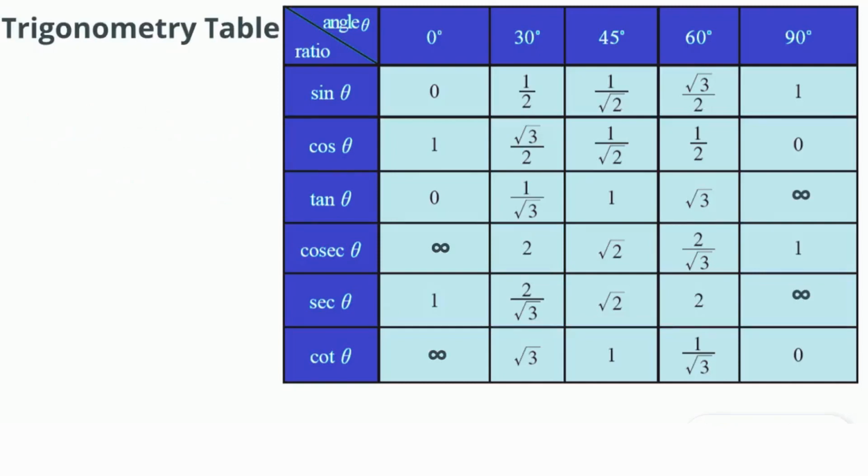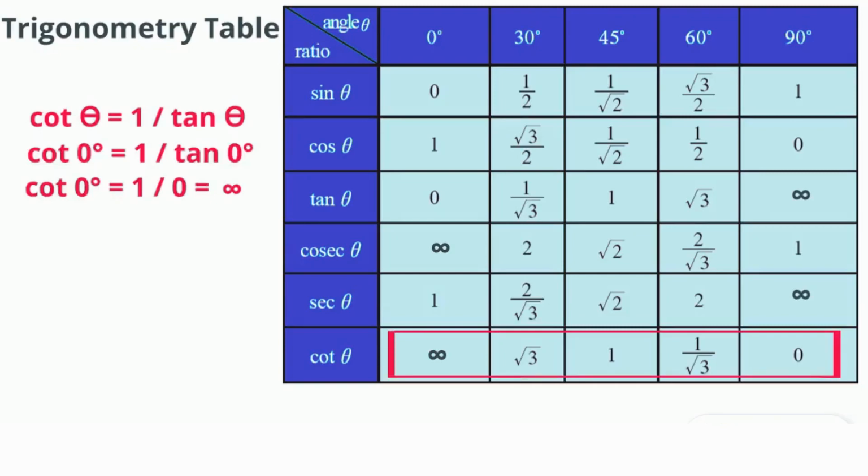Next, cot theta. Cot theta is equal to 1 divided by tan theta. Cot 0 degrees is equal to 1 divided by tan 0 degrees. The tan 0 degrees value is equal to 0. Cot 0 degrees is equal to 1 by 0, which is equal to infinity. Like this we have to apply the other angles also. Cot 30 degrees is equal to root 3. Cot 45 degrees is equal to 1. Cot 60 degrees is equal to 1 divided by root 3. Cot 90 degrees is equal to 0. Like this we can make the table simply. Okay, thank you.